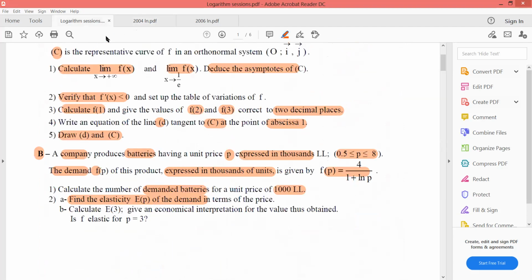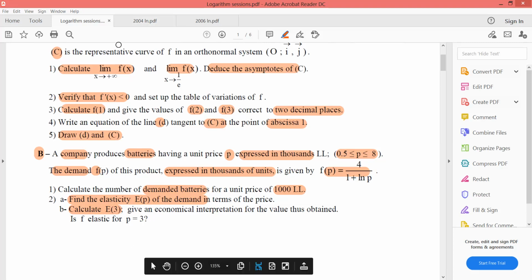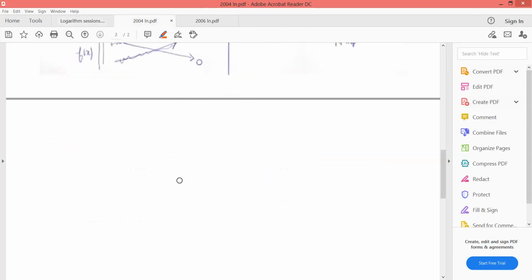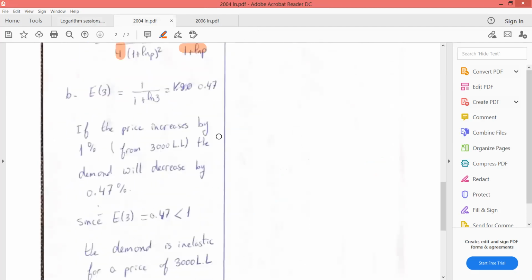Then part B, the final part of this exercise: calculate E of 3. E of 3 means calculate the elasticity for a price of 3,000. We replace P by 3 in the elasticity. So E of 3 is 1 over 1 plus ln 3.